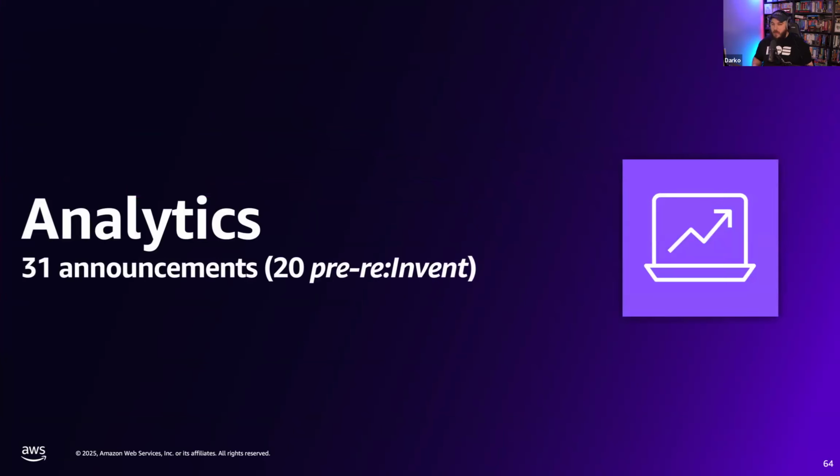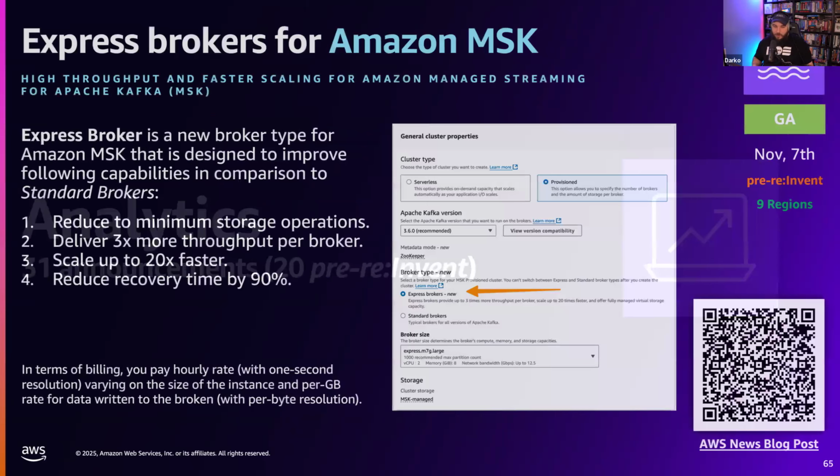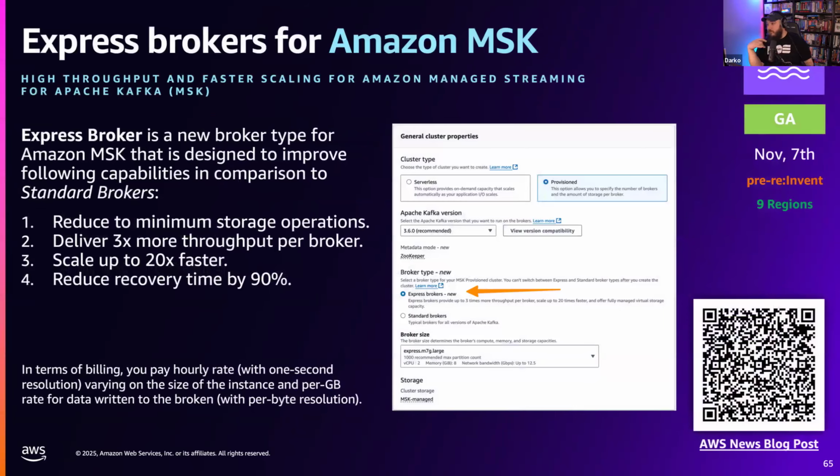Analytics. There's a lot of analytics stuff that came in throughout the re:Invent period. So let's get crackalackin'. Express brokers. So for folks out there using MSK, Amazon Managed Streaming for Apache Kafka, right? There's something called Express brokers now, and brokers are basically just stuff that sits in front of your Kafka stuff that does a lot of routing and all those things. But Express brokers are now just faster.